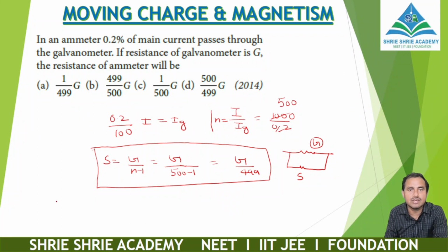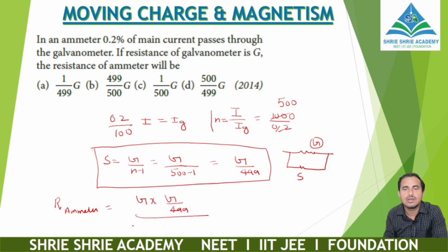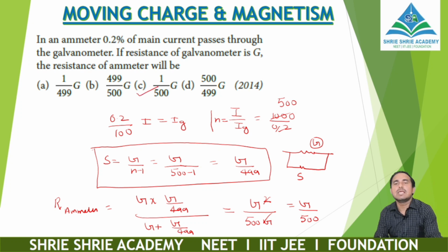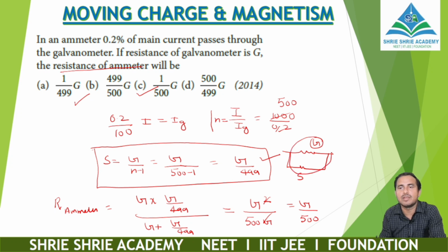So the effective resistance of the ammeter you can find as R1 R2 by R1 plus R2. So galvanometer resistance is G, and shunt is G by 499. Then G plus G by 499. If you do it, you get G square divided by 500G. Finally, the answer is G divided by 500. He is asking the resistance of the ammeter, not the shunt resistance. That is important, because the shunt answer is also available as an option, so you might mark it by mistake. Ammeter is a combination of galvanometer and shunt resistance in parallel connection, right?